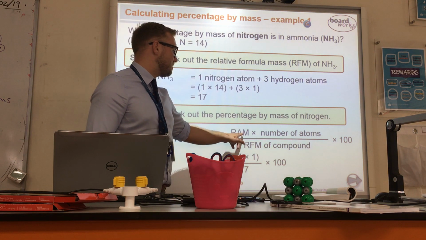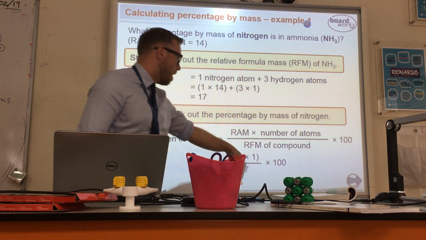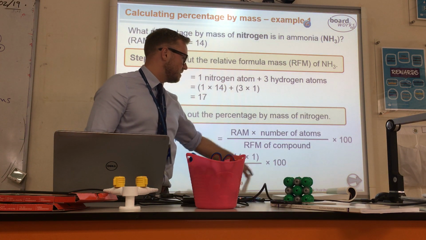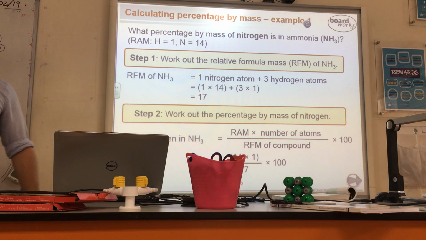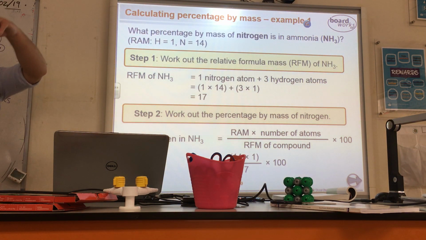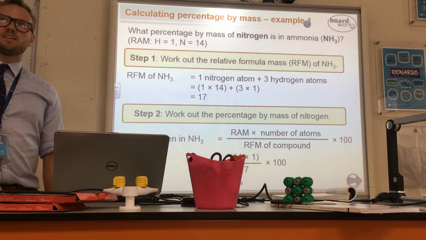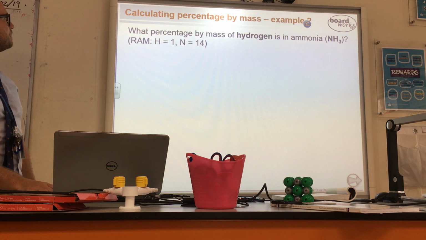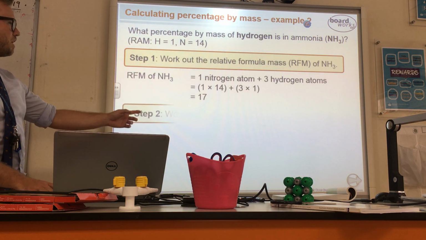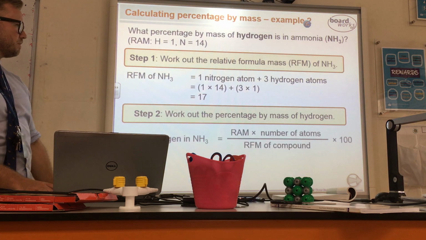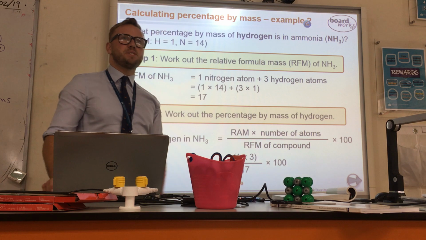So what does that mean? Well, the relative atomic mass of nitrogen is 14. How many nitrogens are in there? 1. Divided by 17 times 100, 82. So what we're saying is, in ammonia, 82% of it by mass is nitrogen. Does that make sense? Yeah? Let's have a look at some other examples, okay? If we were trying to work out for hydrogen, this would be 18%. 1 times 3 divided by 17, 18%.